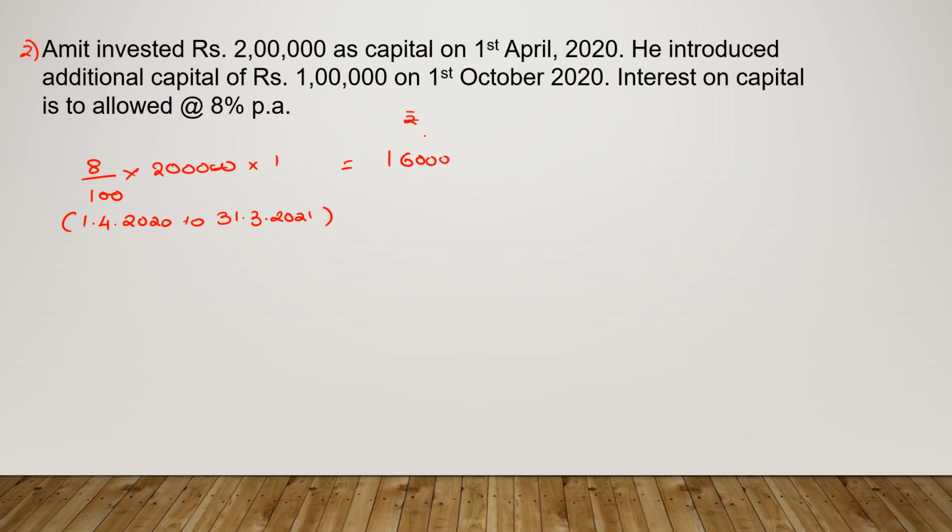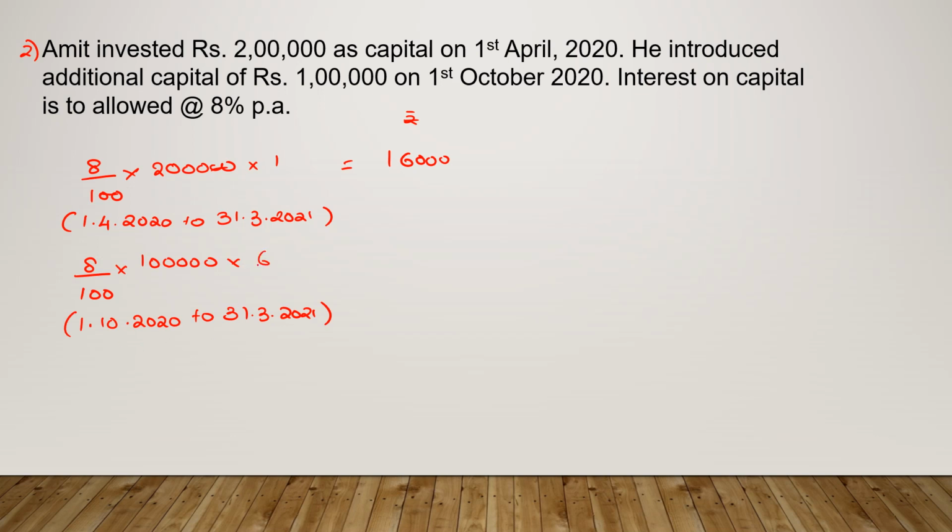For the second part, he introduced additional capital of 1 lakh on 1st October. So on that, also he is entitled to 8%. But however, when was it invested? It was invested on 1st October. So he is entitled to interest on that 1 lakh rupees only from 1st October till 31st March, for the period for which it remained invested in the business.